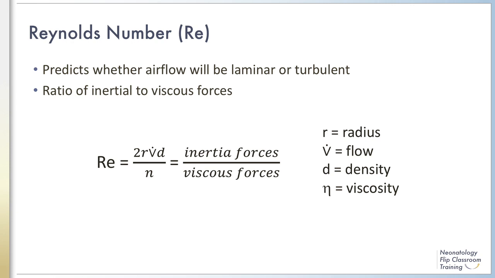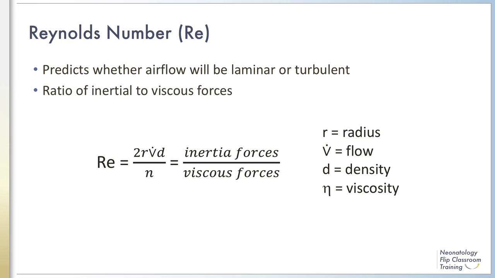In this equation, density and velocity are in the numerator, and viscosity is in the denominator. This provides a ratio of inertial to viscous forces. Turbulent flow is more likely to occur at high Reynolds numbers, when the velocity of the flow is high and the radius of the tube is also large. Another way of thinking about turbulent flow is that the inertial forces dominate over viscous forces.